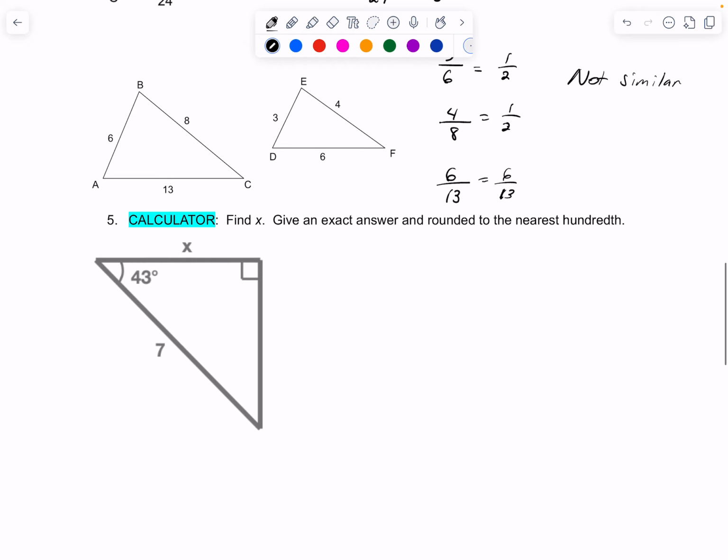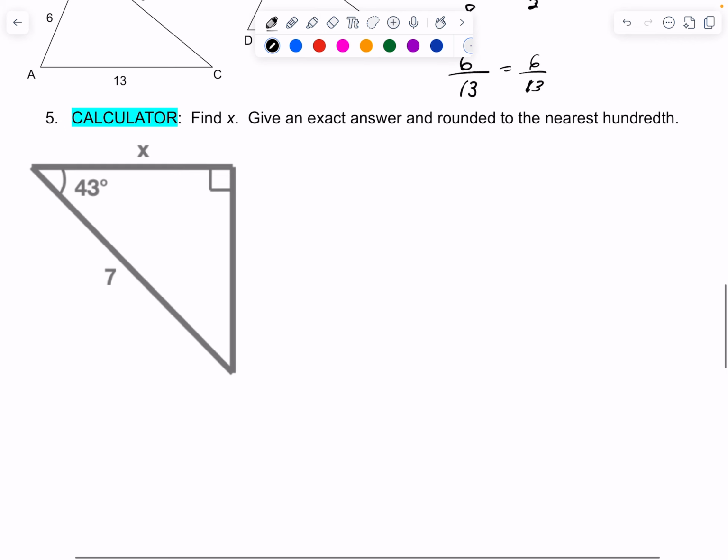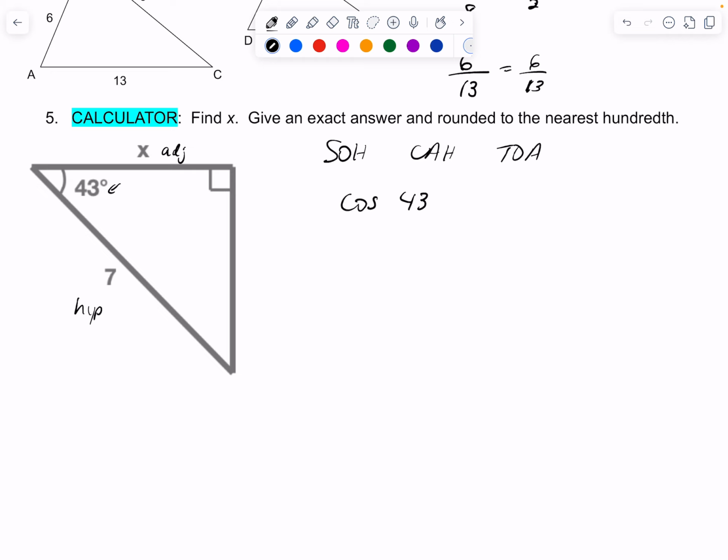Okay, let's do the last question. Number 5, we're going to give an exact answer to find x and then round to the nearest hundredth. So again, this is SOHCAHTOA. We have a right triangle. I can't use any of my special right triangles because the angle is not 30-60 or 45-45. So let's see, we're trying to find from this angle of 43's perspective, that's the adjacent side, and then across from the right angle is the hypotenuse. So I will be using cosine. So cosine of 43 degrees equals the adjacent side x over 7. I'm going to move the 7 over with multiplication to get 7 times the cosine of 43 degrees equals x. That's my exact answer.